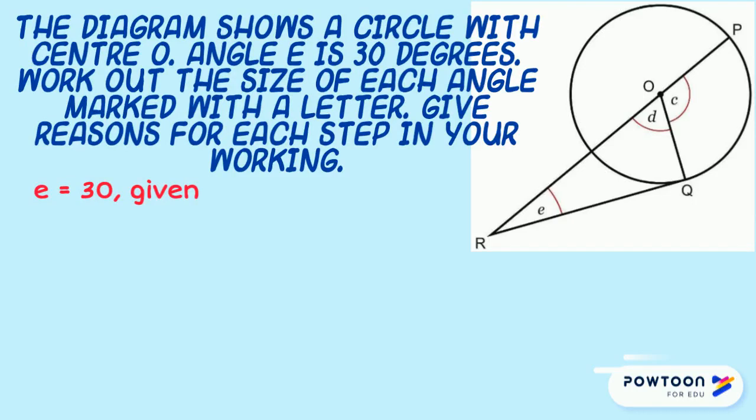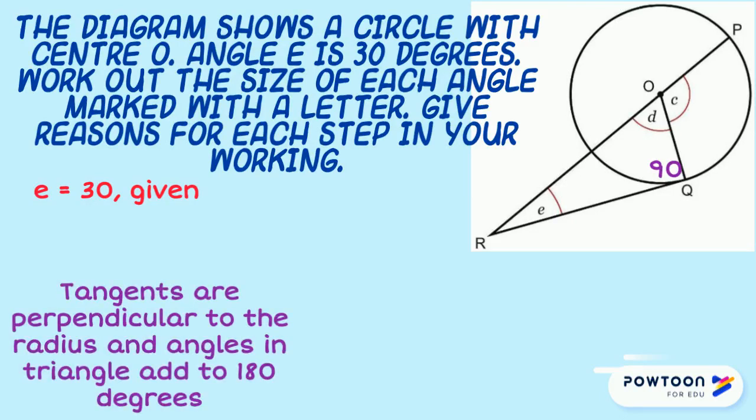Next, we actually need to figure out what the angle RQO is in order to help us figure out what D is. And now remember that RQ is going to be a tangent to the circle, so that angle must be 90 degrees. Then we can say, well, that's forming a triangle, so we'll add up 90 and 30, take that away from 180, and get D is 60.